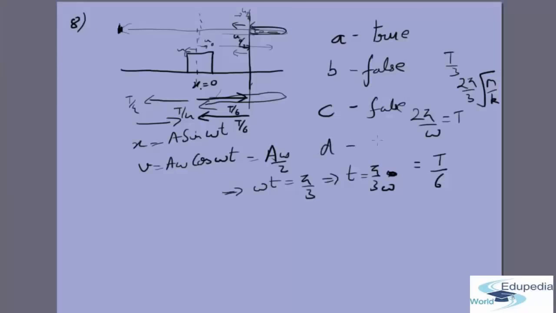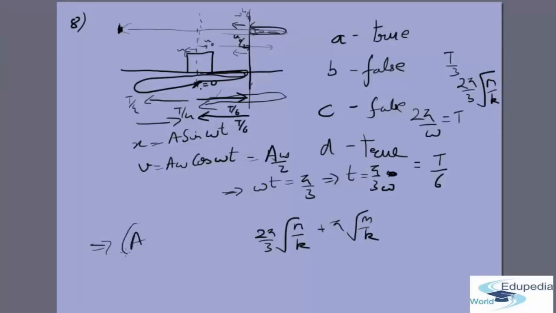D, the time at which it passes through the equilibrium position for the second time. That means it goes and comes back and goes and comes back. So the total time will be this time, 2 pi by 3 root m by k, plus half a time period, T by 4 plus T by 4, so that is plus pi root m by k. So 5 pi by 3 root m by k. So option D is true, which means the answer to this is A and D.